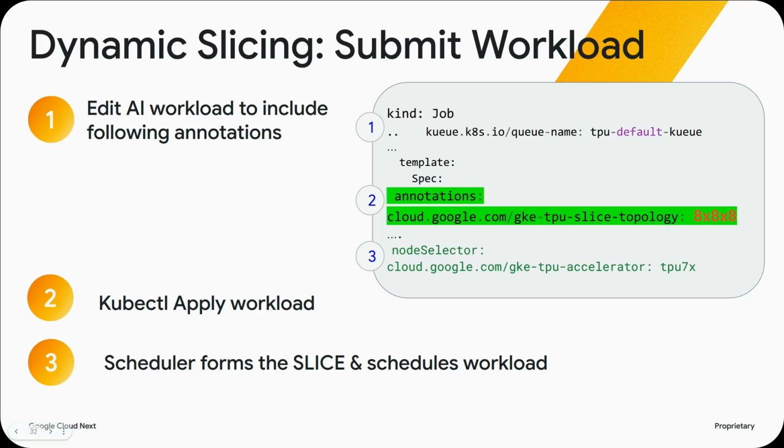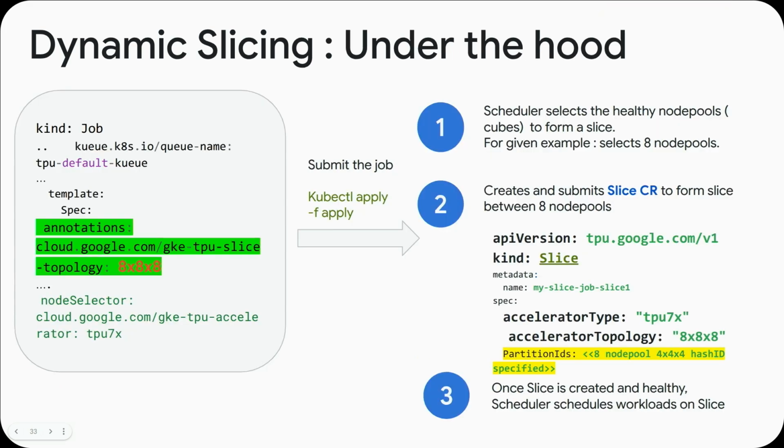It does two things: one, know that you want dynamic slicing. Two, what topology that you need, right? And then apply a workload, and we will create the slice and schedule it for you. However, let me tell you what happens under the hood.